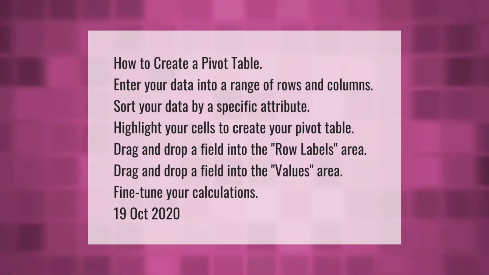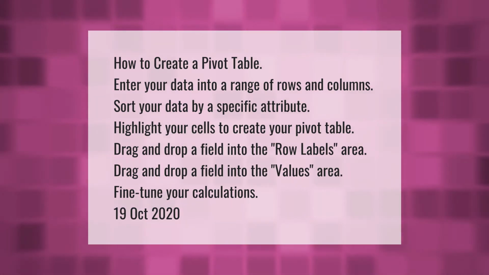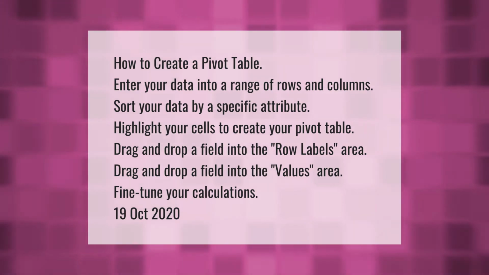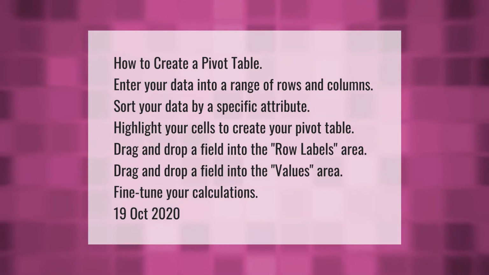How to create a pivot table. Enter your data into a range of rows and columns. Sort your data by a specific attribute. Highlight your cells to create your pivot table. Drag and drop a field into the Row Labels area. Drag and drop a field into the Values area. Fine-tune your calculations.